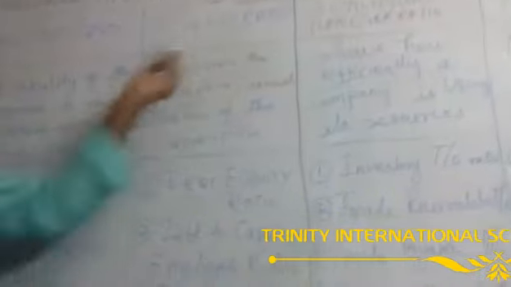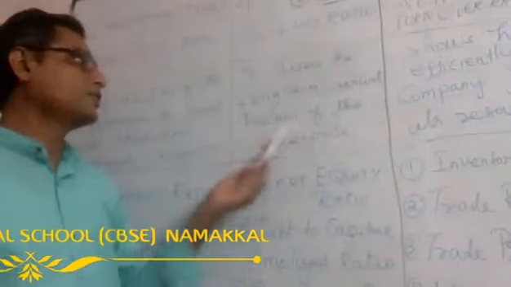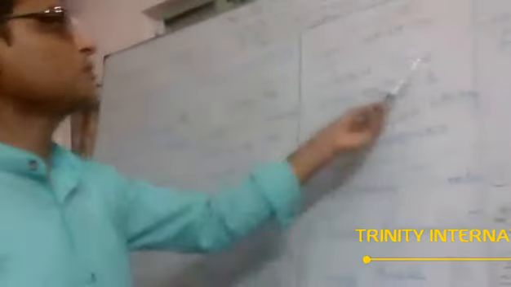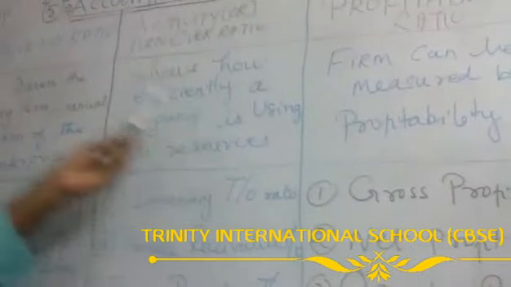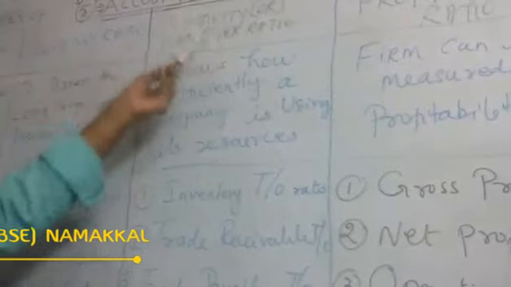I repeat once again, solvency is where we want to know the long-term financial position of the enterprise. Okay, that's our second important classification, solvency ratio. Now the third one, activity or turnover ratio. It shows how efficiently the company is using its resources, the availability of resources and how the company is able to use them. Based upon that we will understand the activity or turnover of the company.